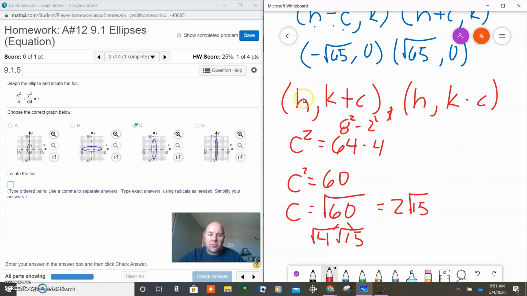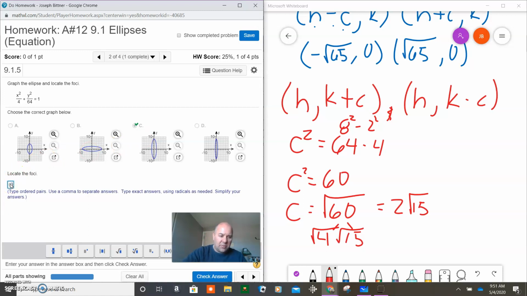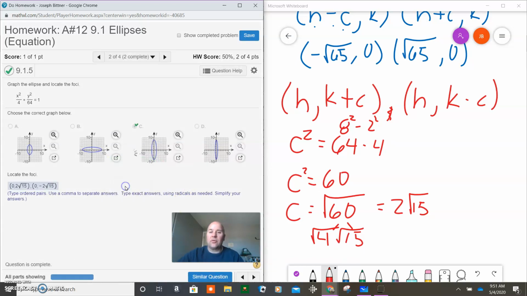Again, what's nice about this one is that the h and k are 0, so I don't have much work on that. So on this, it's going to be 0, 2 square root of 15. And again, you guys are probably faster at typing this in than I am. 0. Just don't forget the negative on this one, negative 2 square root of 15. Let me close that, check answer, and then there's my solution.